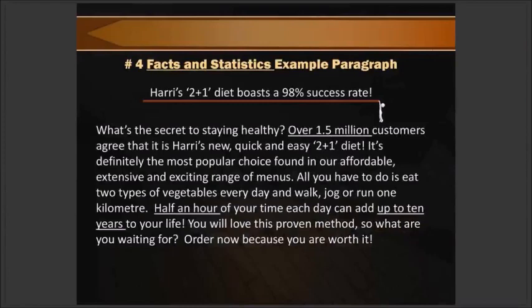What's the secret to staying healthy? Over 1.5 million customers agree that it is Harry's new, quick and easy 2+1 diet. It's definitely the most popular choice found in our affordable, extensive and exciting range of menus. All you have to do is eat 2 types of vegetables every day and walk, jog or run 1 kilometre. Half an hour of your time each day can add up to 10 years to your life.